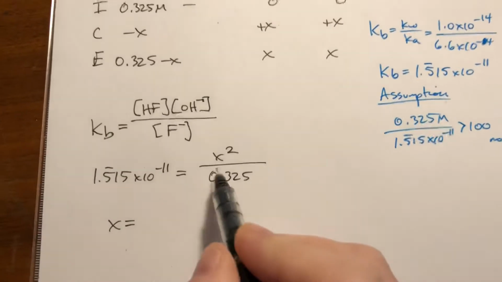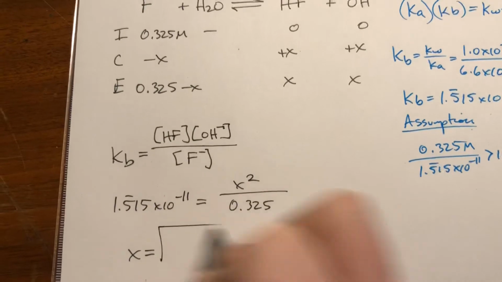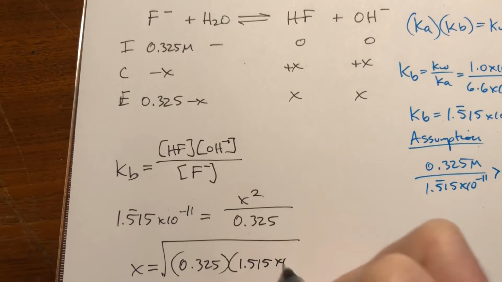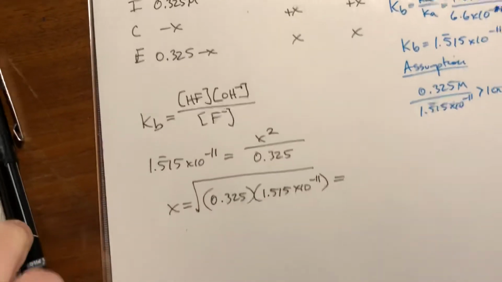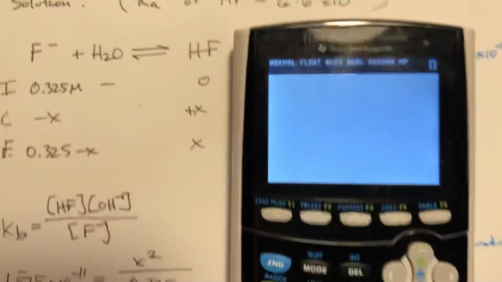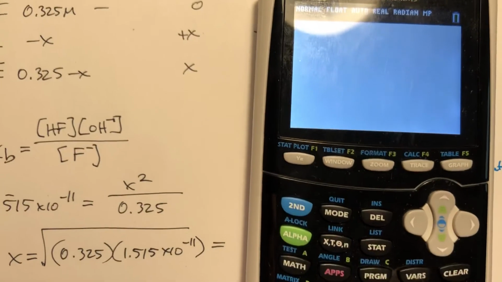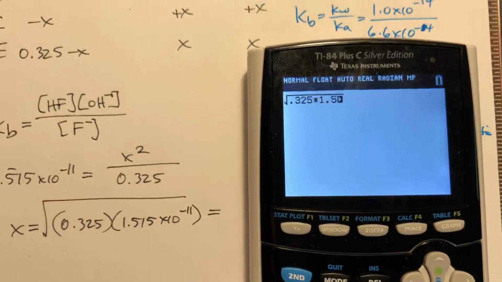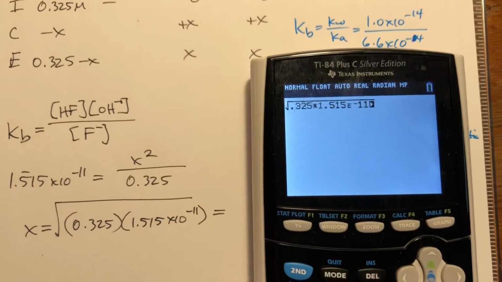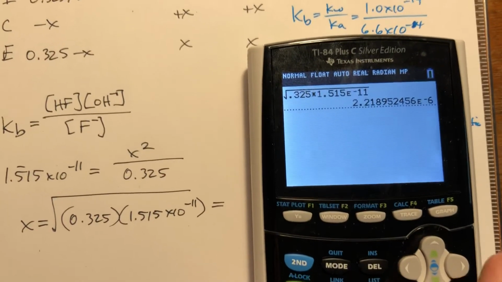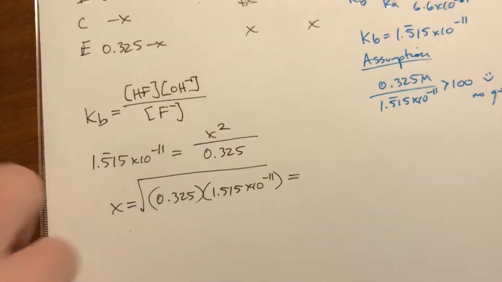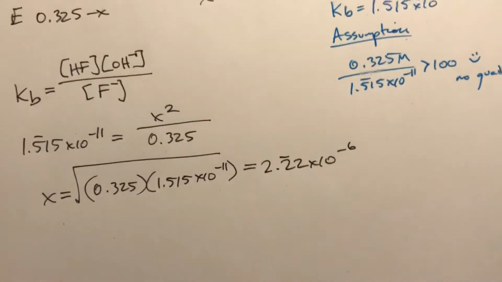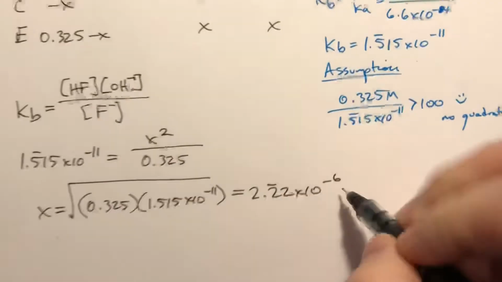So x is equal to, we're going to multiply this to the other side and then take the square root. And we'll see what we get. So, the square root of 0.325 times 1.515 e to the minus 11th. And I got 2.22 times 10 to the negative 6th. Okay, and that is x, which is our concentration of OH minus, so that's molarity.